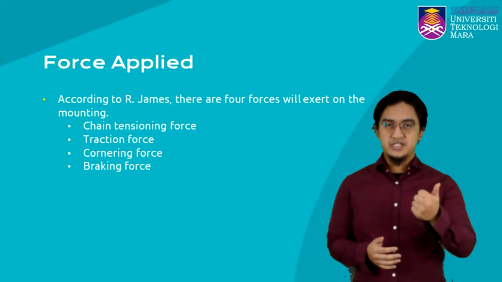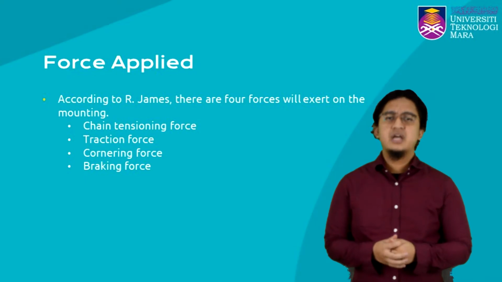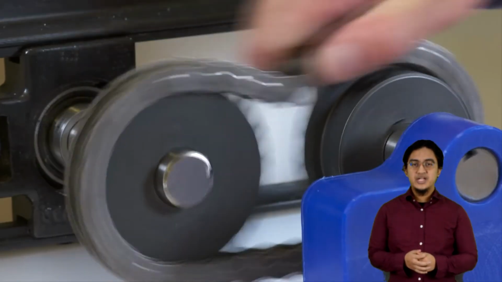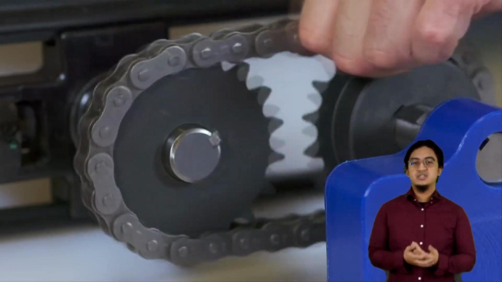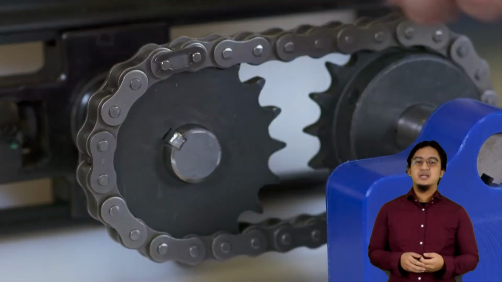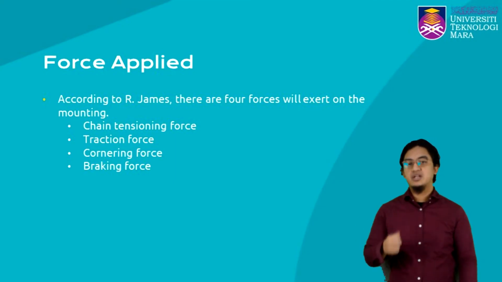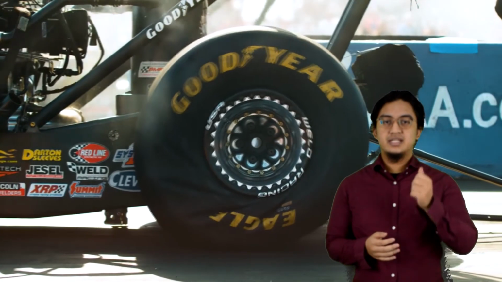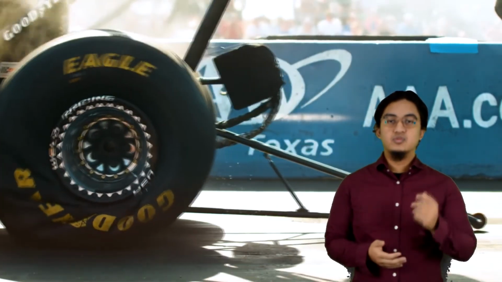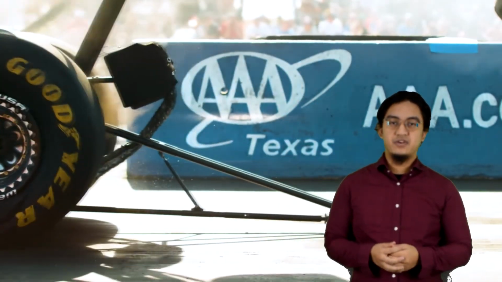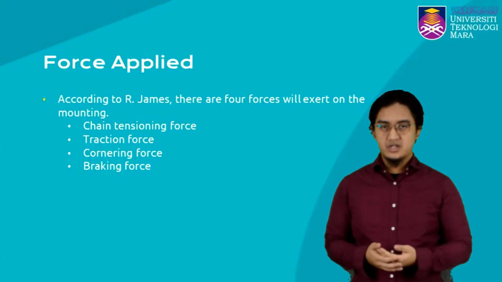For the force applied, according to RGMs, there are four forces that will exert on the mounting. The forces are chain tensioning force, traction force, cornering force, and braking force. Chain tensioning force occurs during the process of transmitting the output torque from the engine to the transmission sprocket. There will be a reaction force acting on the chain sprocket against the movement of the torque. The traction force occurs on the tire during acceleration. The force to move the tire against the friction force. The traction force also occurs during deceleration of the car.